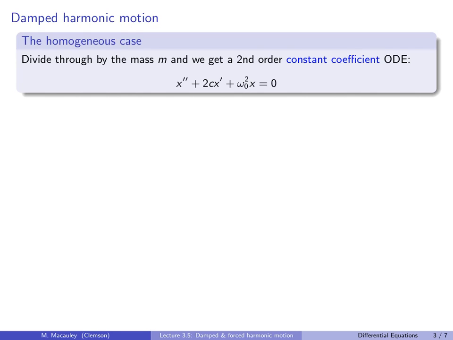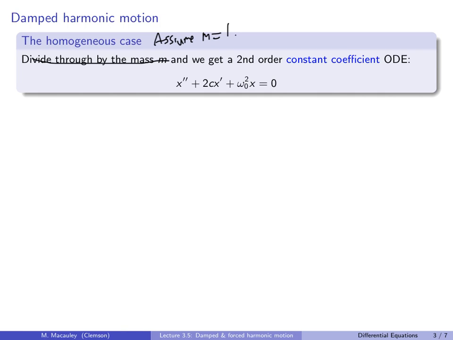Technically I probably should have kept the m under here. I was thinking to divide through by this and just rename these constants like this, but I think a better way to say this is not divide through by the mass m, but to say assume that we have unit mass. Assume that m is 1. Let's do that. That'll just make things easier. Okay, so in this case, this is a constant coefficient homogeneous ODE. We know how to solve it.